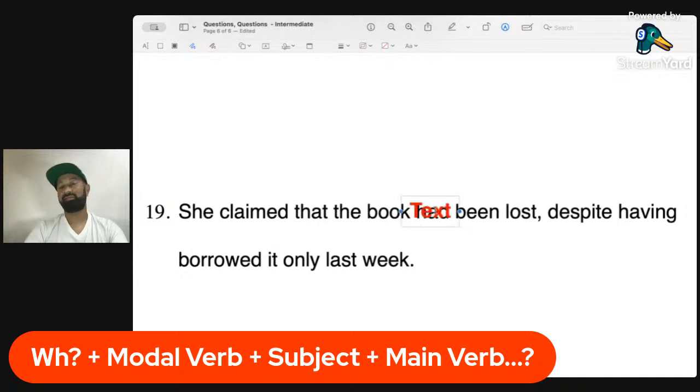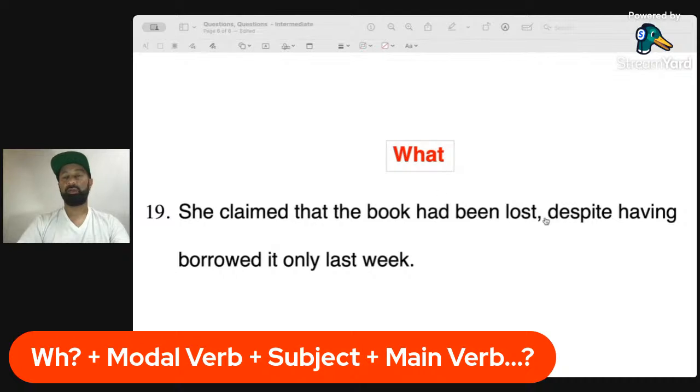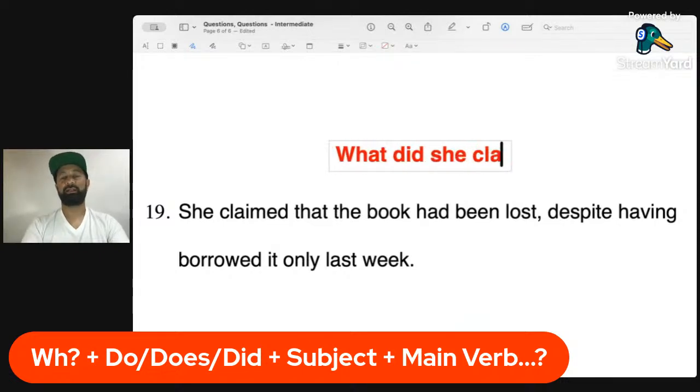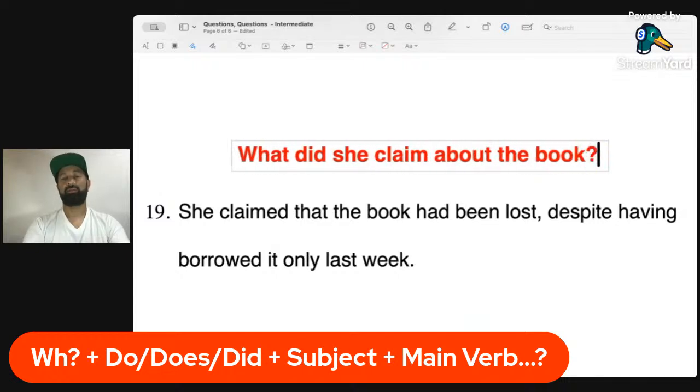So for me, simple question. I'm going to go what? Right? And I'm going to go with my do, does, did pattern here. What did she claim about the book? What did she claim about the book? Well, she claimed that the book had been lost despite having borrowed it only last week.